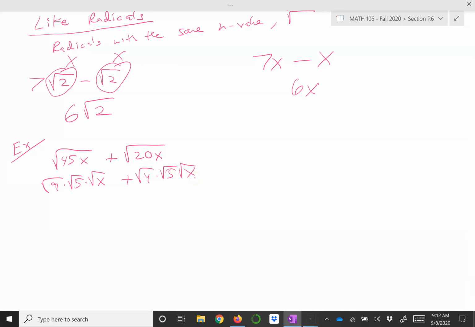Okay, so what do we have here? Well, the next line will be 3 times, now the 5 and the x are both under a square root, so I could just put them there. So 3 square root of 5x plus 2 square root of 5x. Now do we have a like radical? Yep, like radical is the square root of 5x. So now all you do, pretend they're variables by themselves, and now you just add the coefficients in front of them. So the final answer here is just going to be 3 plus 2, or 5 square root of 5x.